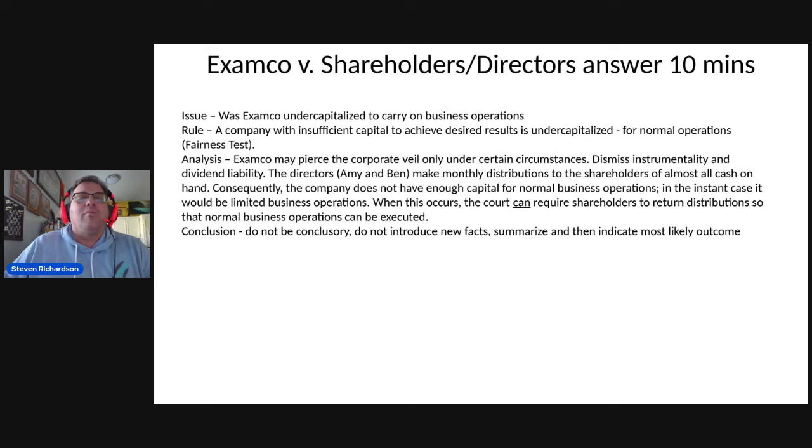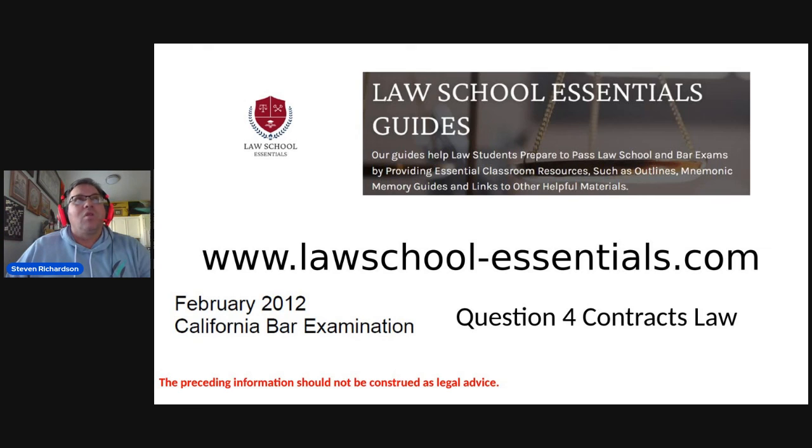And then you can say that the court can require the shareholders to return distributions so that normal business operations can be executed, and then make a conclusion. So all of these have taken 50 minutes to do. So you've got about 10 minutes to tighten it up, work on the remedies, and just tweak it a little bit. So again, you've got to know these.